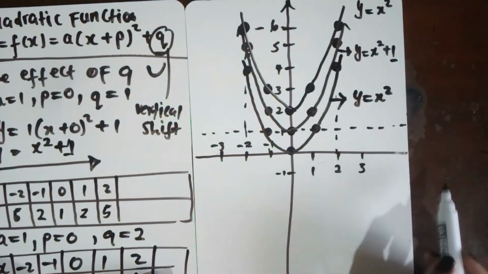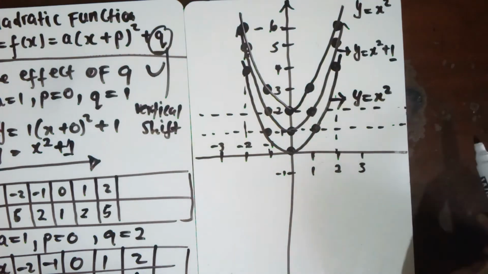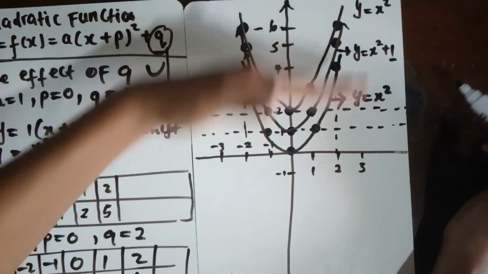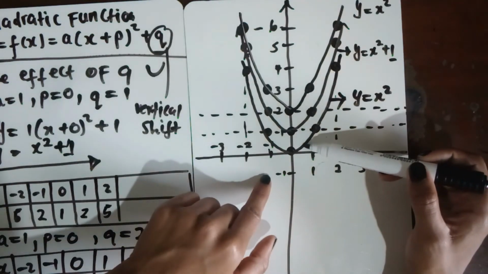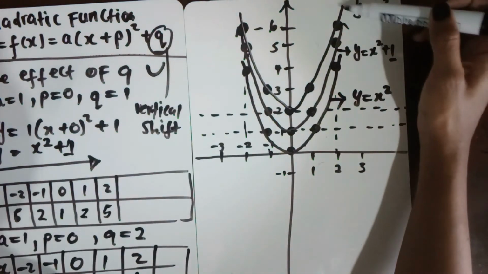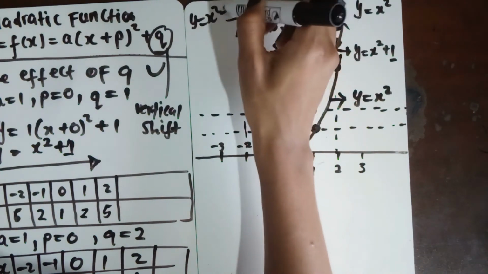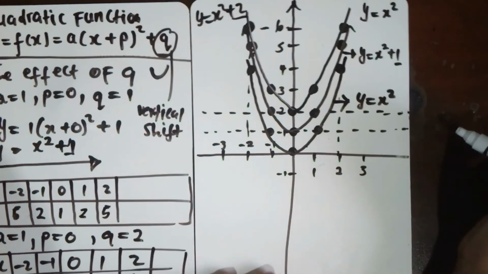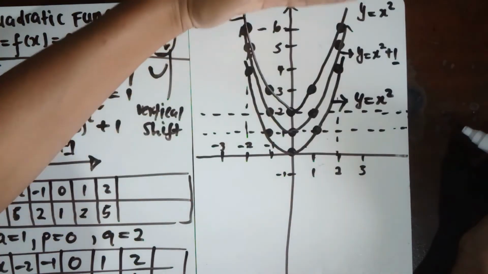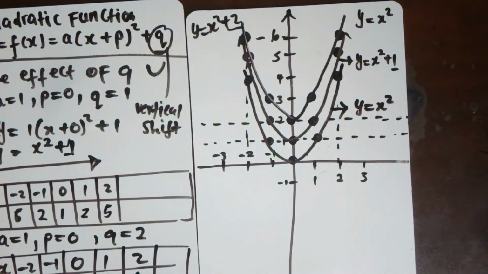So what are you noticing? Our point is almost like the origin of this graph has shifted a bit ahead by 2 points. Everything has shifted from our original graph, which is y equals x squared, to y equals x squared plus 2. So remember, this graph has lifted by 2 points upwards. I hope that is clear and you can see it.